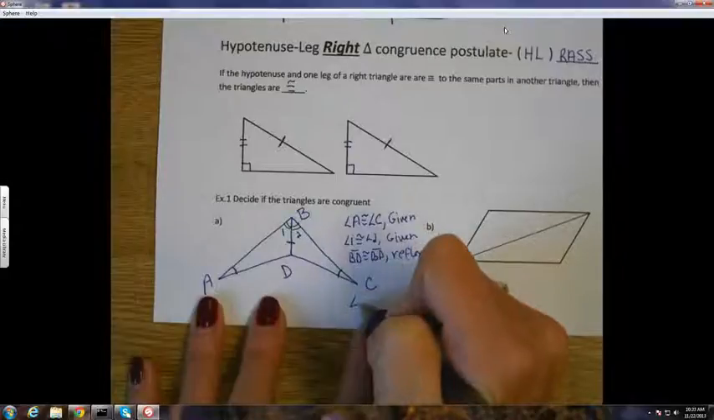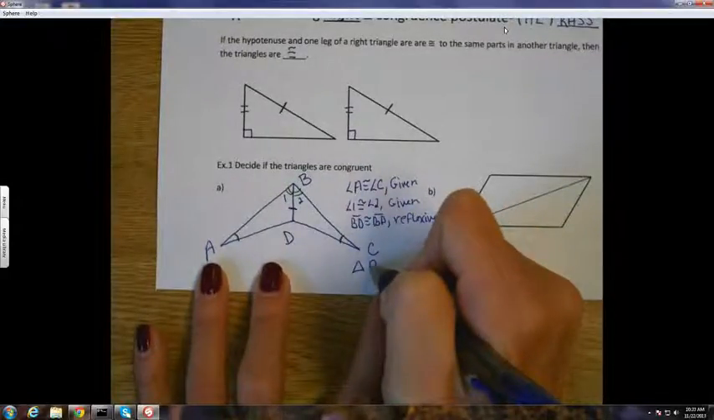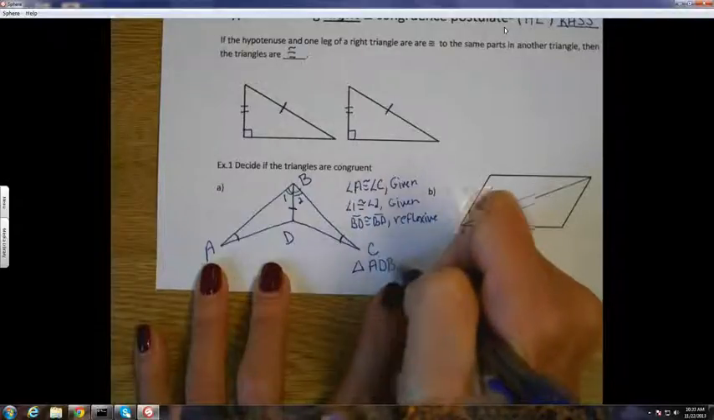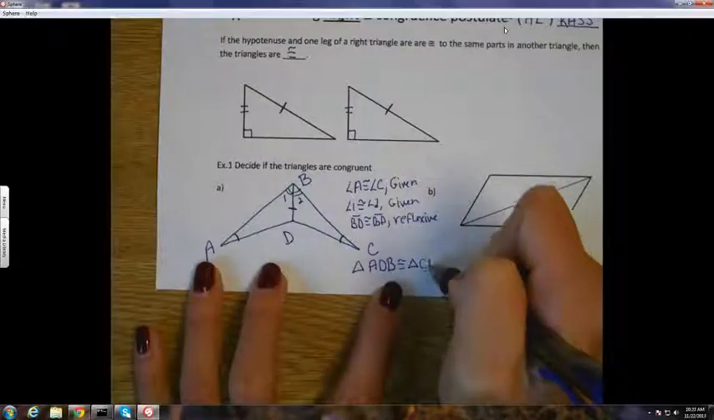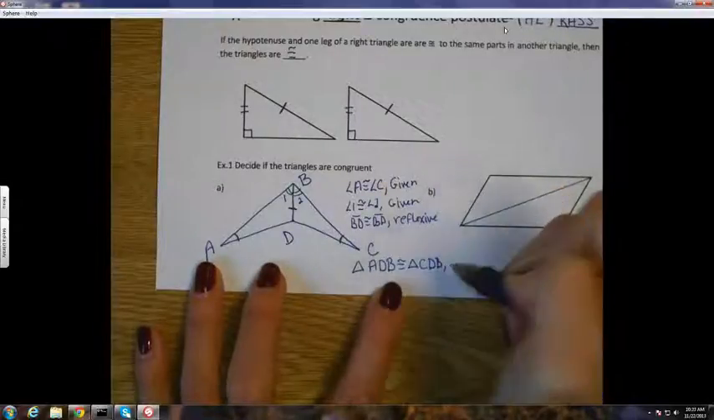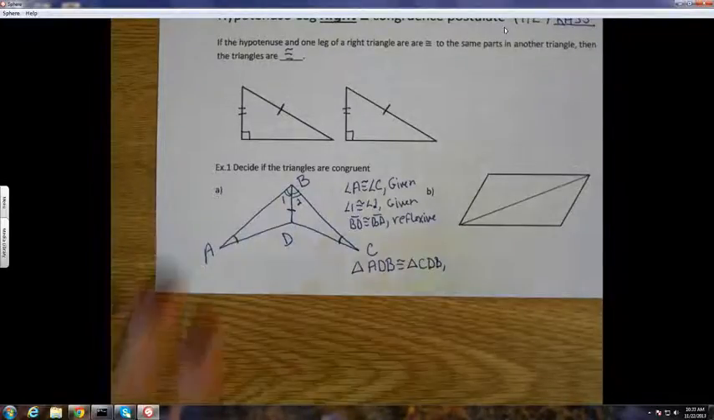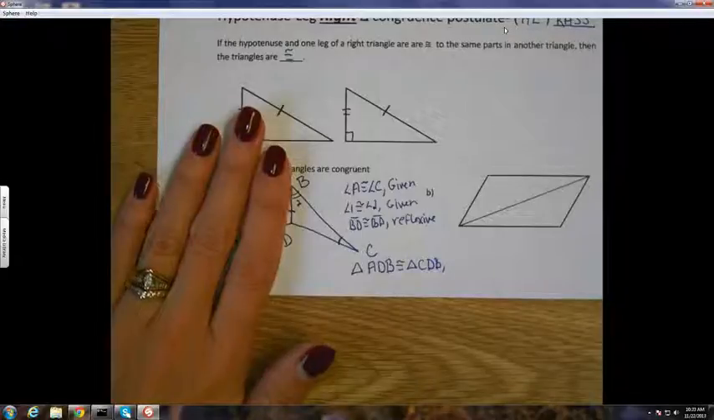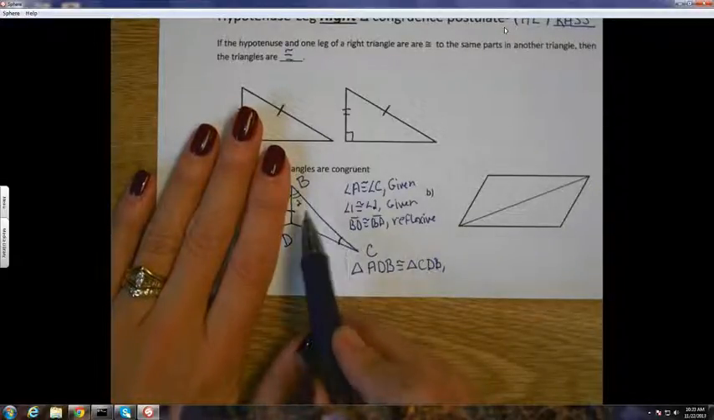Yep. Let's go. If I name the first one ADB, what order do you have to put the second one in? CDB. Which postulate now says that those two triangles are congruent? What three parts did we get? So cover up one. I've got an angle, I've got a side, and I've got an angle.